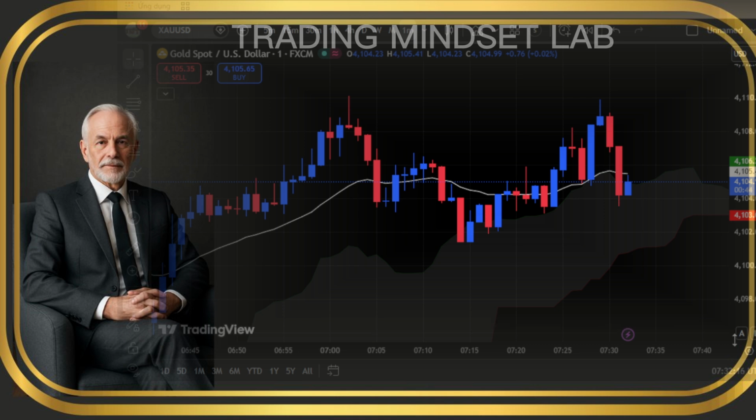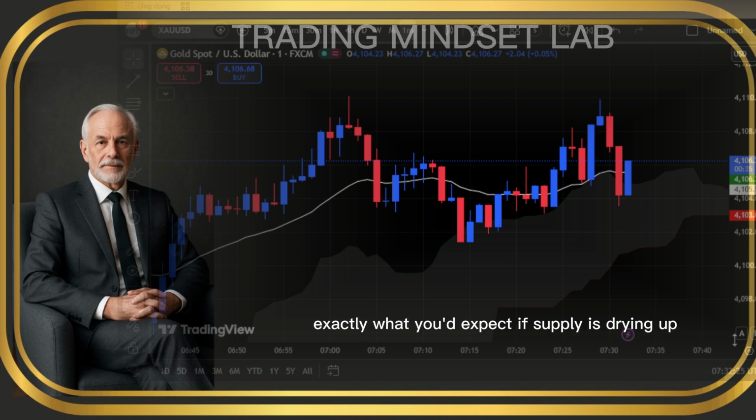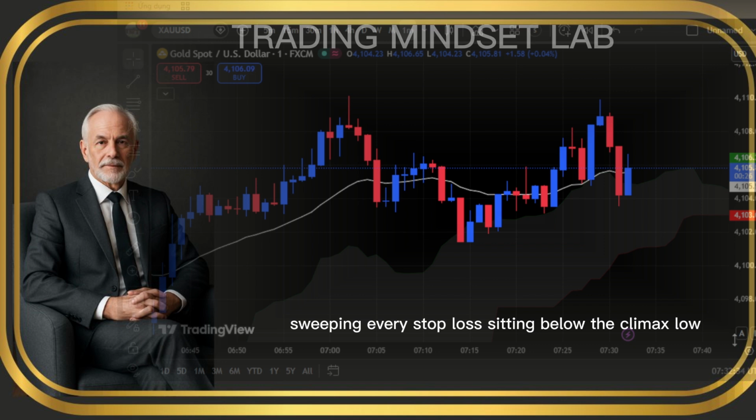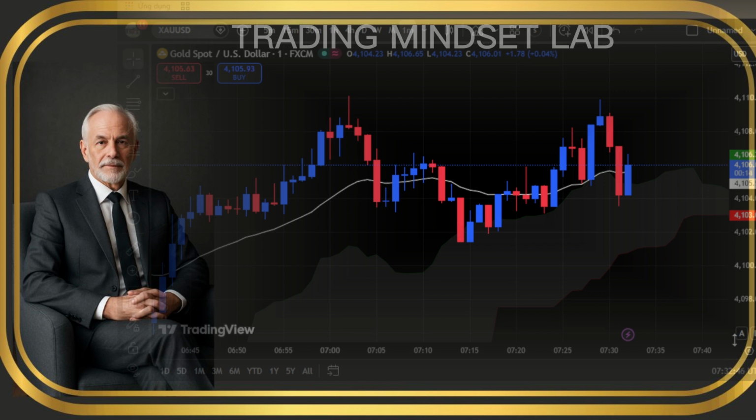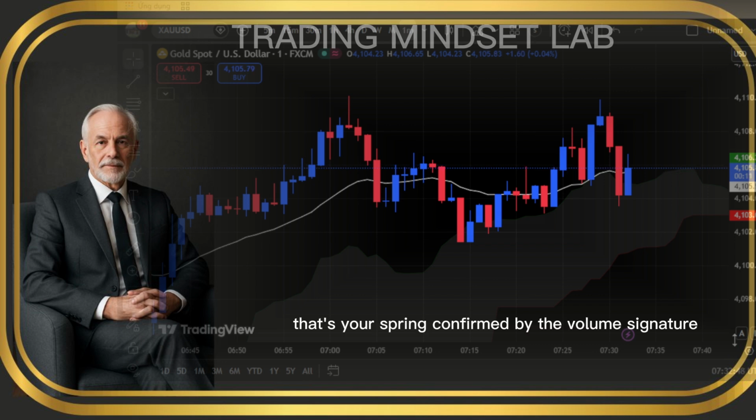For the next 3 weeks, price chops around inside that range, testing the lower end a couple of times, each test on lighter volume than the climax, exactly what you'd expect if supply is drying up. Then one day, price breaks below 45 again, this time down to 43, sweeping every stop loss sitting below the climax low. And within 2 or 3 candles, it's back above 45, closing strong, on volume that's actually bigger than the breakdown candle itself. That's your spring, confirmed by the volume signature.